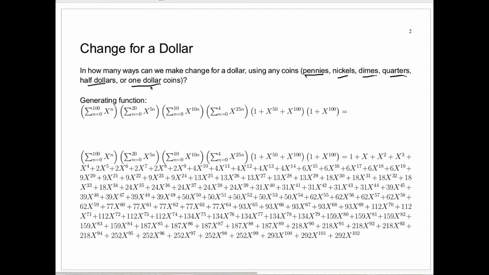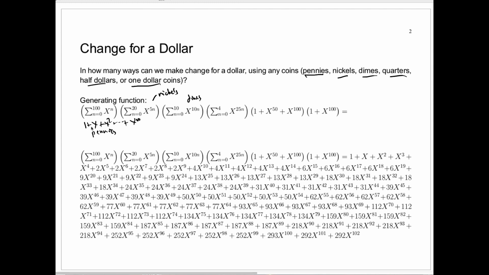And how could we represent a generating function for that? Well, we could look at a factor for the pennies. This could be written as 1 plus x plus x squared, all the way up to x to the 100th. I just wrote it in compact form as a sum from n equals 0 to 100 of x to the nth power. This will represent the pennies. The second factor will represent the nickels. We can use up to 20 of those to make a dollar. Here we'll have the dimes, and the quarters, the half dollars, and the dollars. Notice for the half dollars, we either use 0, 1, or 2 of them. For the dollar, we either use 0 or 1 of them.